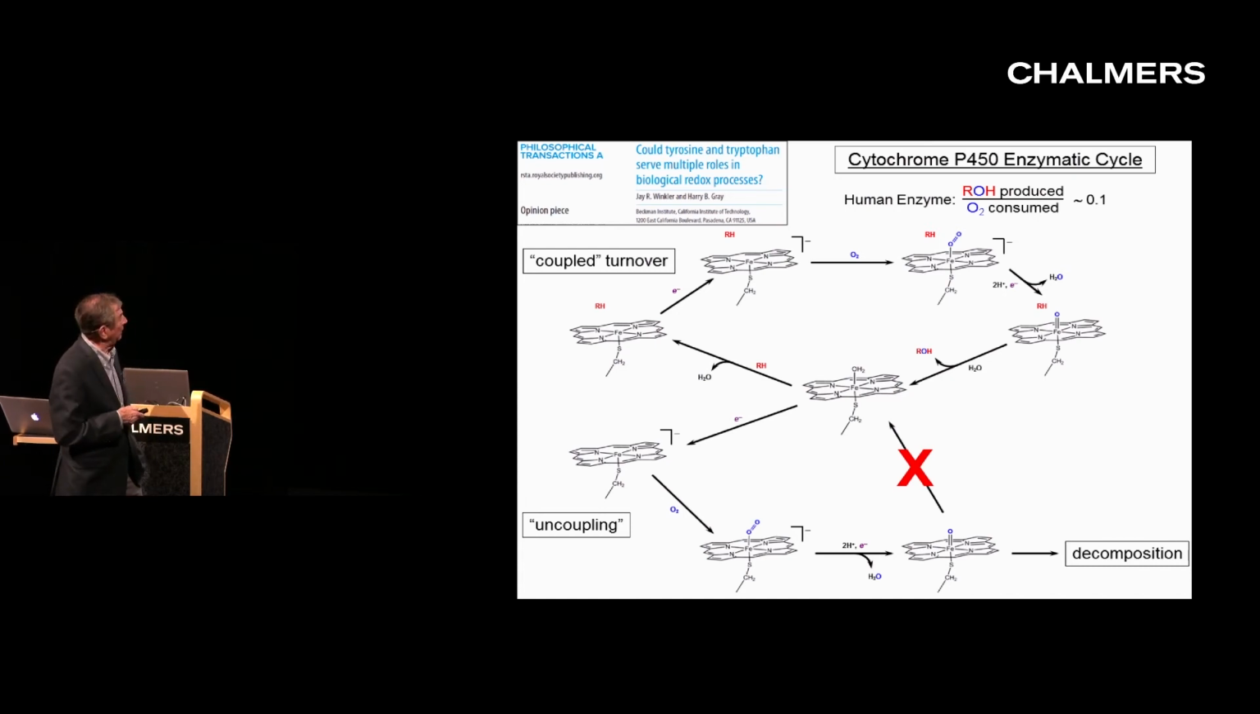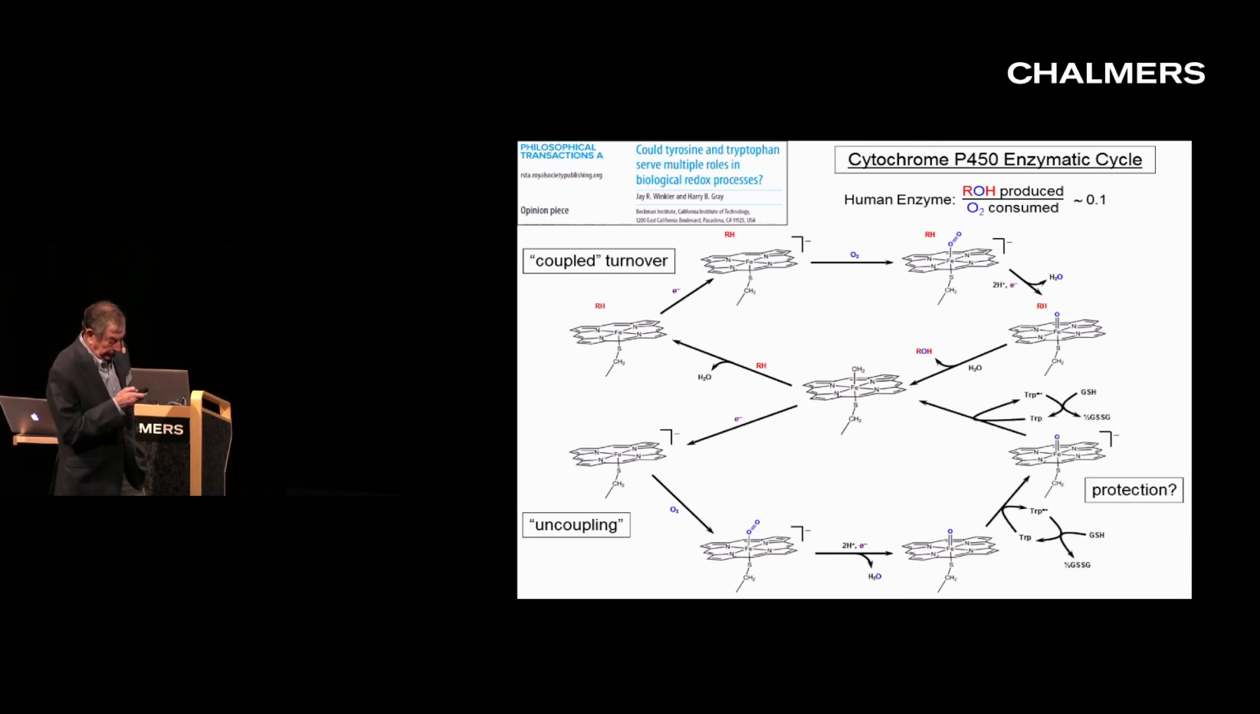And so Jay Winkler and I propose that there is a protective system in all of these enzymes that utilize oxygen. And the protection system starts with the tryptophan. This is our hypothesis that we're putting in QRB Discovery. This is our new work.